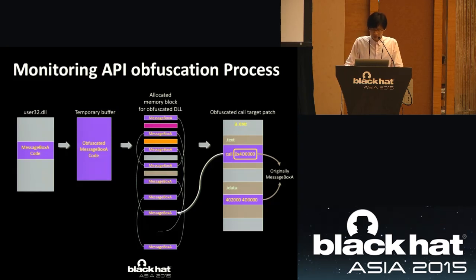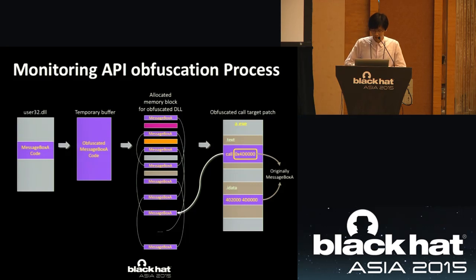And finally, after the API obfuscation ends, the packer changes the call instruction. The call target is changed to the first address of the obfuscated function, and sometimes the function is called via a register or an indirect call. They also change the import address table to obfuscated addresses. We need to identify the address.